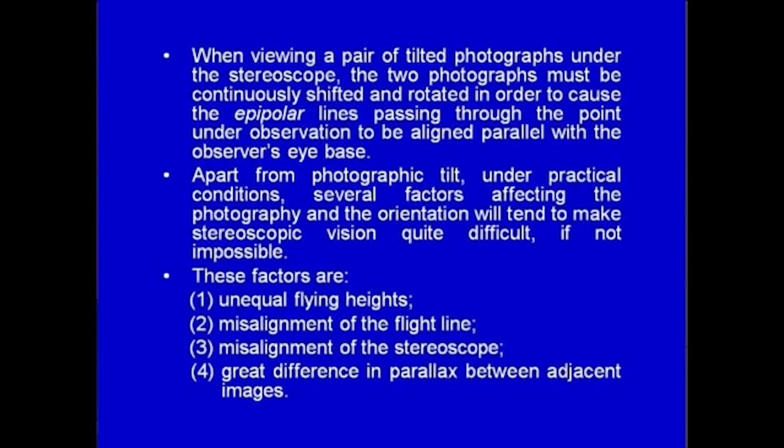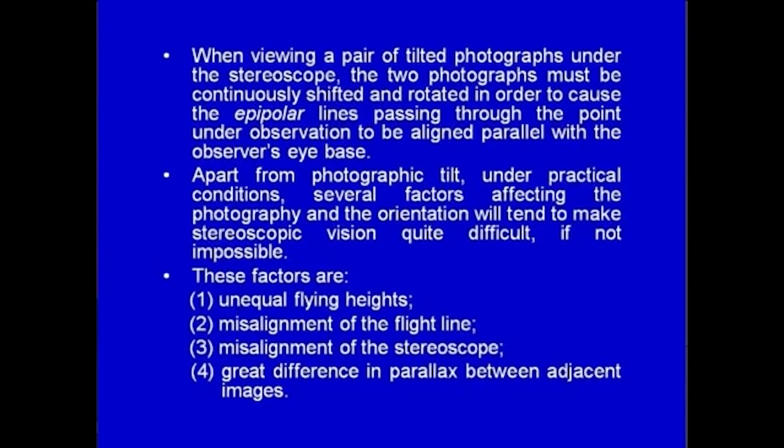When viewing a pair of tilted photographs under the stereoscope, the two photographs must be continuously shifted and rotated in order to create the epipolar planes passing through the points under observation and to be aligned parallel with the observer's eye base. Apart from the photographic tilt, under practical conditions, several factors affecting the photography and the orientation will tend to make stereoscopic vision quite difficult if not impossible.